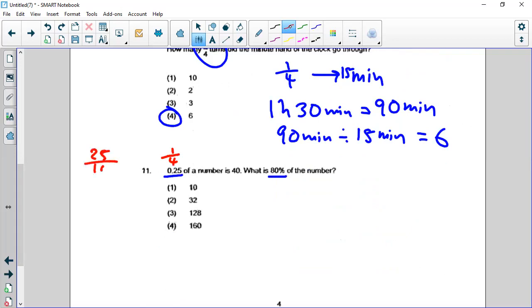0.25 is 25/100, simplest form 1/4. 80%: change it into a fraction, 80/100, simplest form, which is 4/5. All right, 4/5. Okay, then what do?